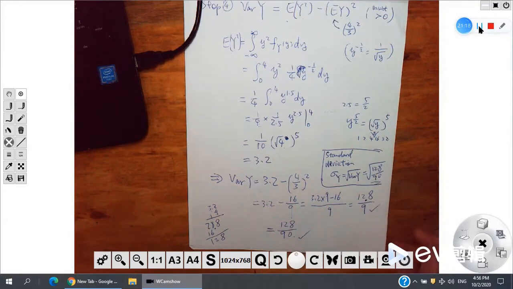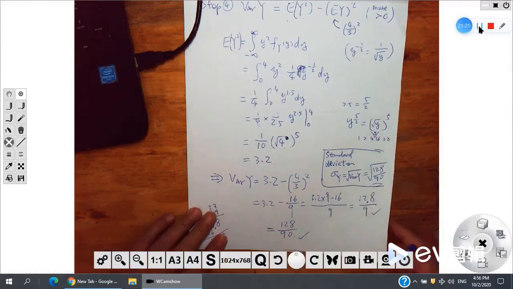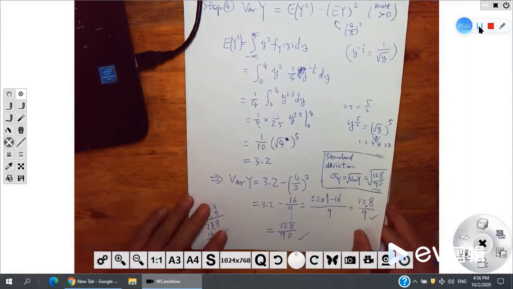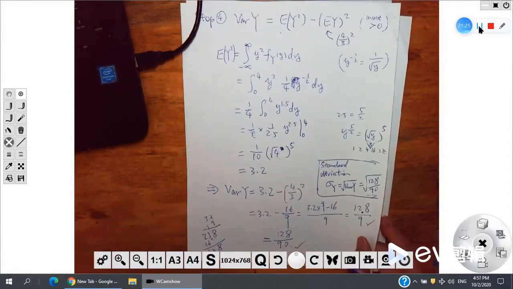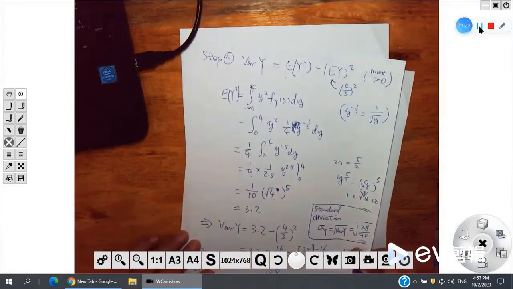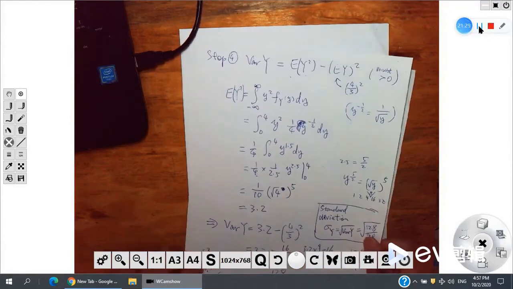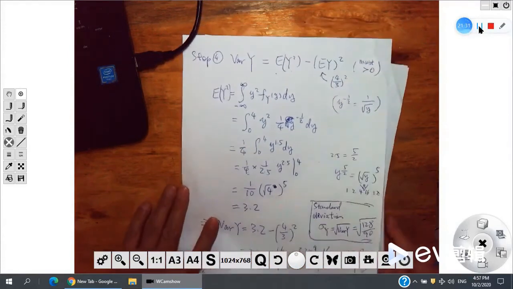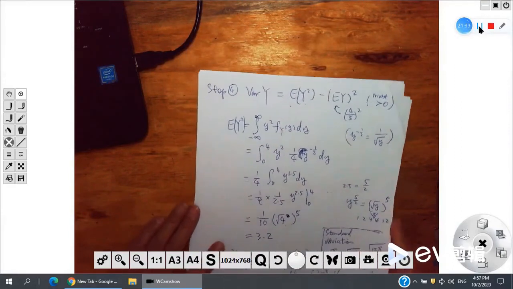Okay, so this is one example, and actually here we can have another way to find the variance and the mean value, if we do not want the density function and the CDF of y. Okay, I'll show it here.